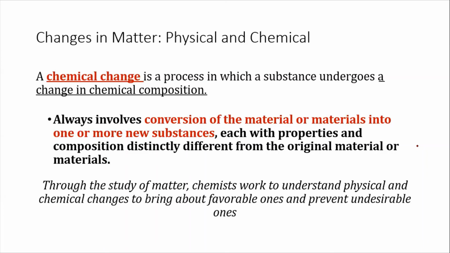So when something changes its chemical composition, it's going to convert the material or materials into one or more new substances. And so the properties of those new substances will be different from the properties of the original substances. So when you undergo a chemical change in matter, something new is formed. Unlike a physical change where you start out with water molecules and you freeze them, and at the end, you still have water molecules. In a chemical change, the actual chemical composition will change.